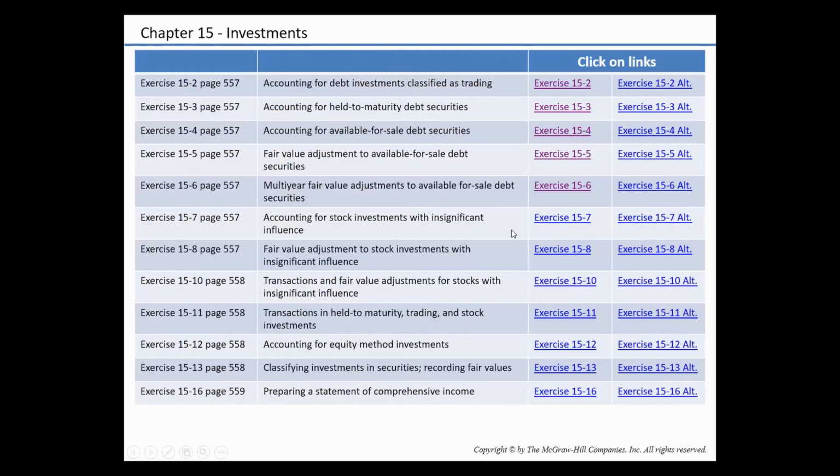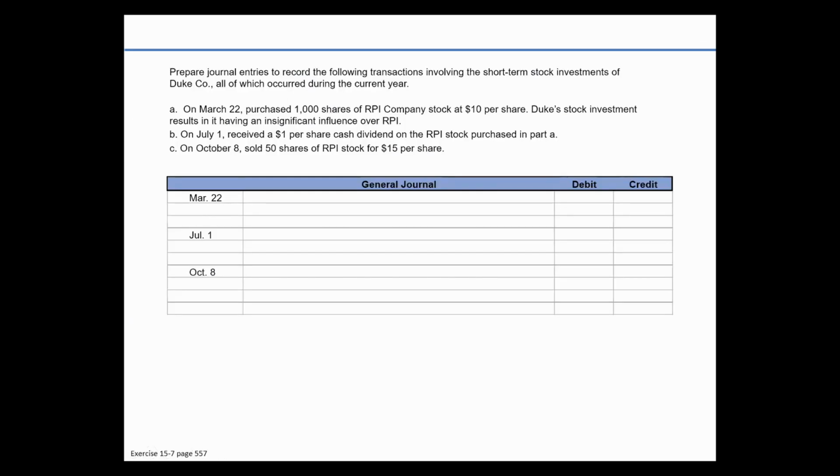Look at accounting for stock investments with an insignificant influence. Prepare the journal entries to record the following transactions involving the short-term stock investments of Duke Company, all of which occurred during the current year. And so the first entry we'll look at is on March the 22nd, we purchased 1,000 shares of RPI company stock for $10 per share. Duke's stock investment results in it having an insignificant influence over RPI.